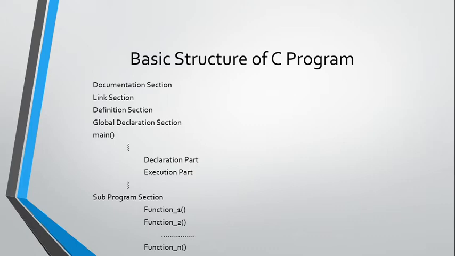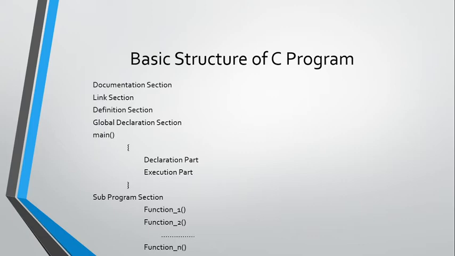Then the global declaration part is there, where we will include the global variables and global declarations. Then the main function will be there. In the main function we'll have the declaration part and execution part, all those things will be written. Then subprograms will be there, a lot of functions; we can write any number of functions.